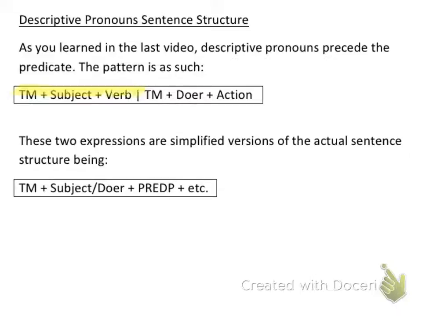You could have learned it this way: tense marker, subject, verb, or the way that I like to learn it: tense marker, doer, action. But both of these expressions are just simplified versions of the actual sentence structure, which is the tense marker, the subject/doer, predicate phrase, etc. The top is just helpful for remembering the sentence structure, but the actual sentence structure is what's highlighted at the bottom. And these are two principles that you learned from the last video. If you're having any troubles with this principle, I encourage you to go back to that now.